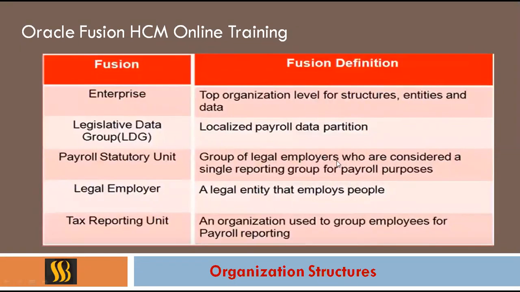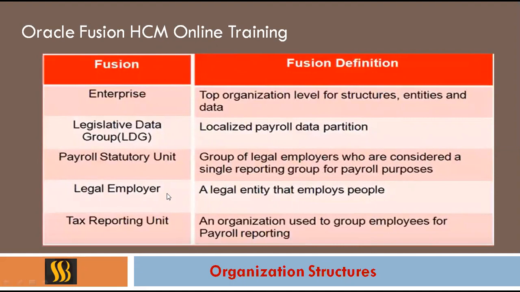Payroll statutory unit, all your legal entities. Legal employer is nothing but your company. TCS is one company, right? Tech Mahindra is another company. Wipro is another company. Cognizant is another company. So each and every company here, in our Fusion terminology, we call a legal entity or legal employer. All these terminologies are Fusion terminologies. So what do you generally say? Okay, I got a job offer. Which company? You say, okay, I got a job offer in Wipro. Wipro is a legal entity.